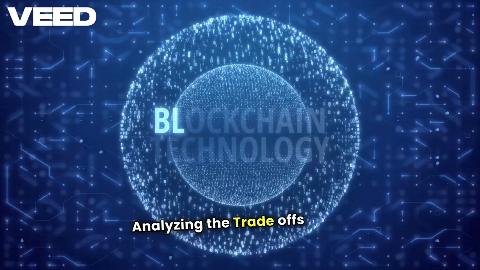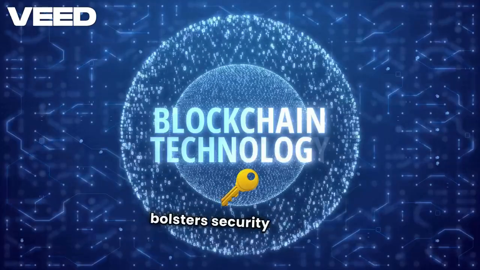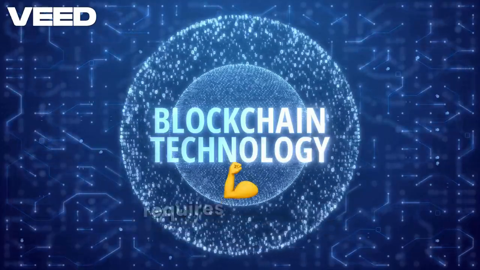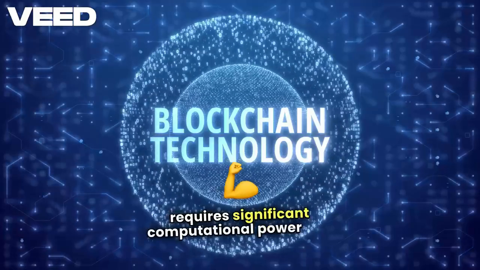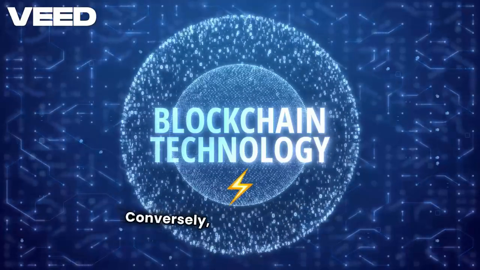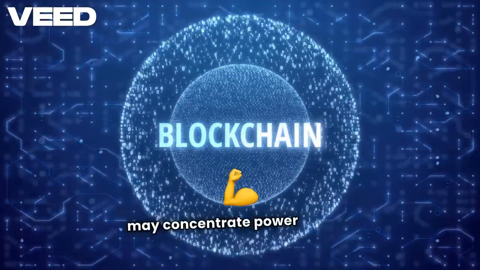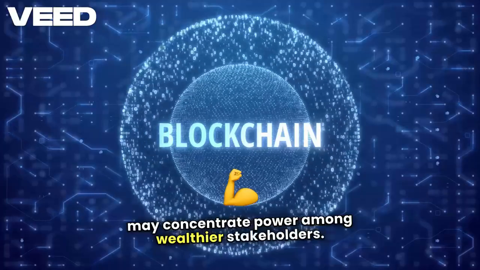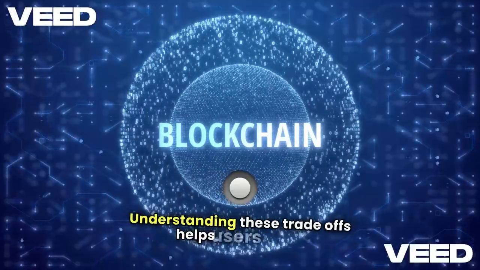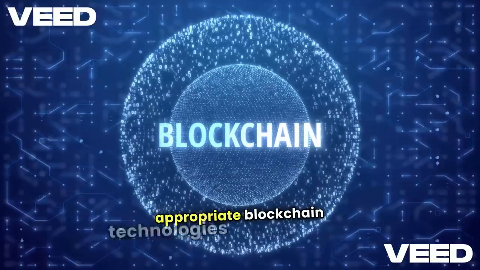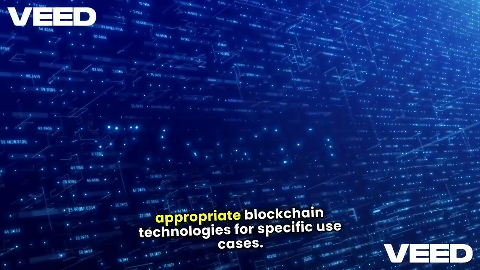Analyzing the trade-offs. While POW bolsters security through competition, it often requires significant computational power and energy. Conversely, POS reduces energy consumption but may concentrate power among wealthier stakeholders. Understanding these trade-offs helps users select appropriate blockchain technologies for specific use cases.